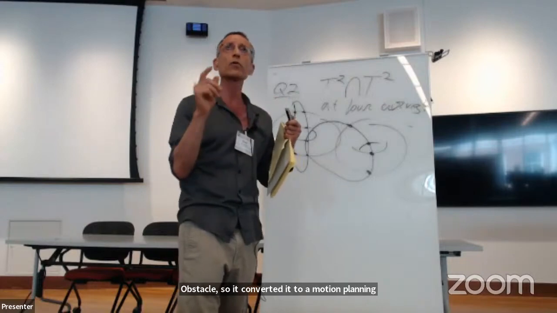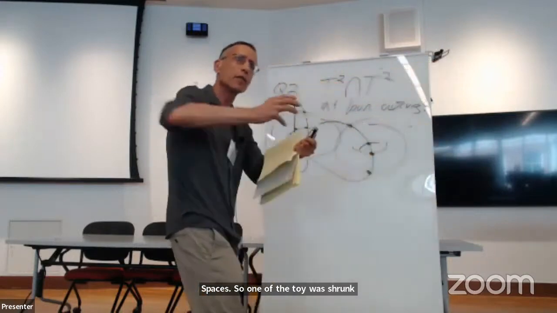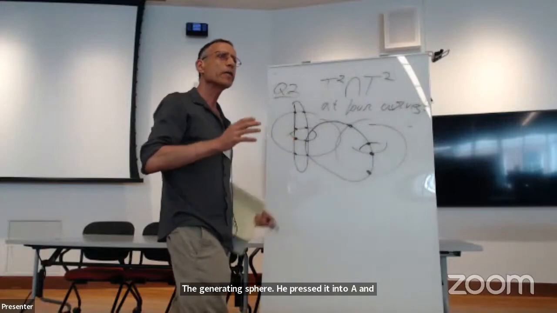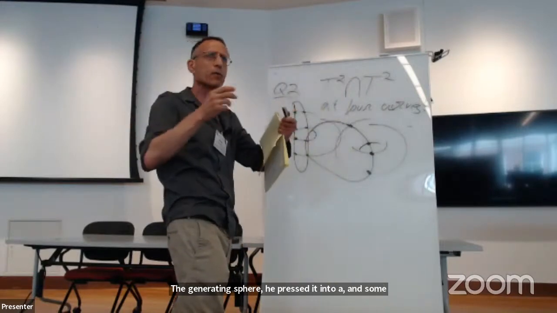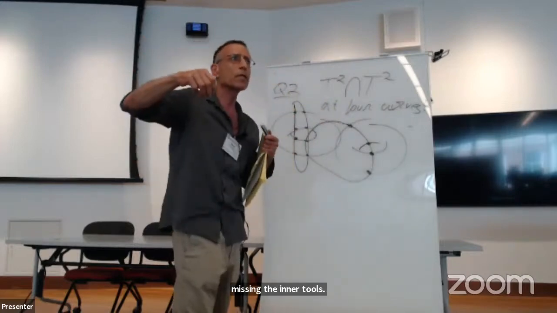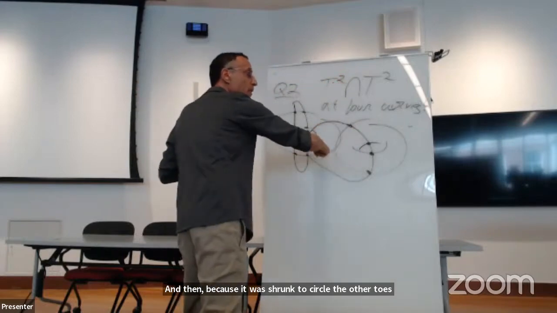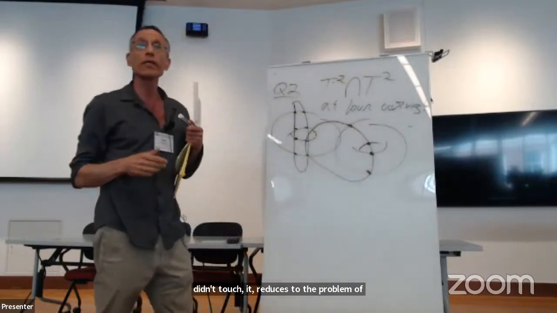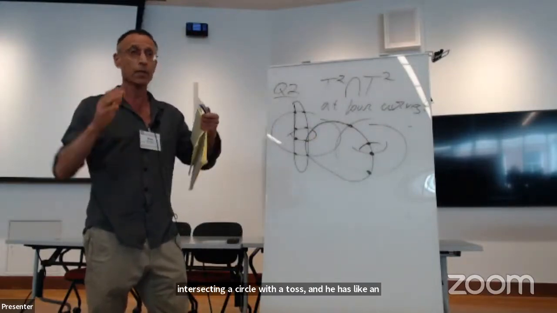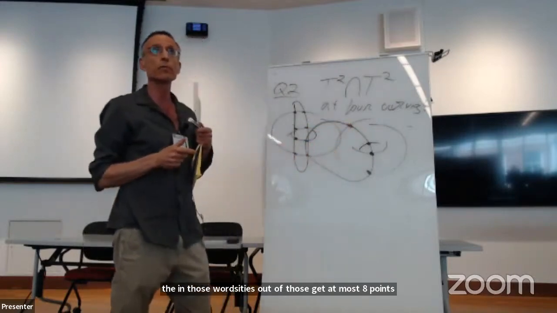So one of the tori was shrunk to a circle. It's a generating sphere. He pressed it into a point, and somehow generated an outer torus and an inner torus, which I'm missing. And then because it was shrunk to a circle, the other torus we didn't touch. It reduces to the problem of intersecting a circle with the torus, and he has an inner torus. Again, I lost where the inner torus is. The outer torus gets at most 8 points. You can pair them and get 4 curves.